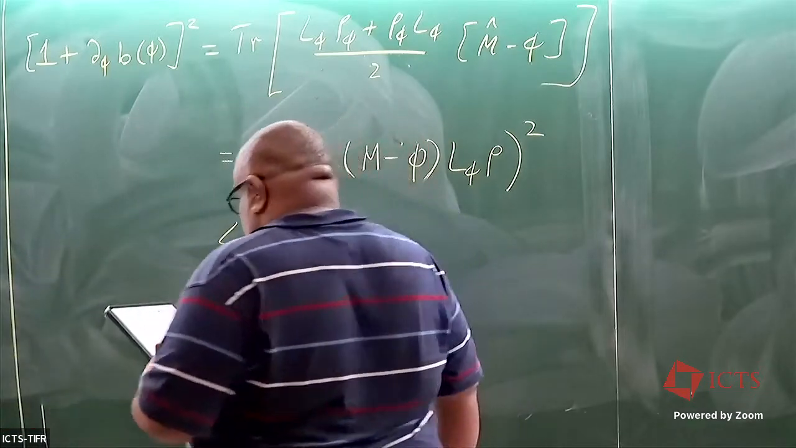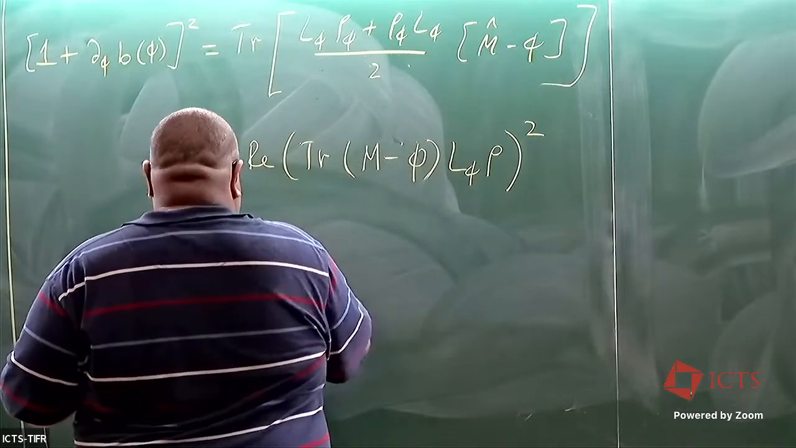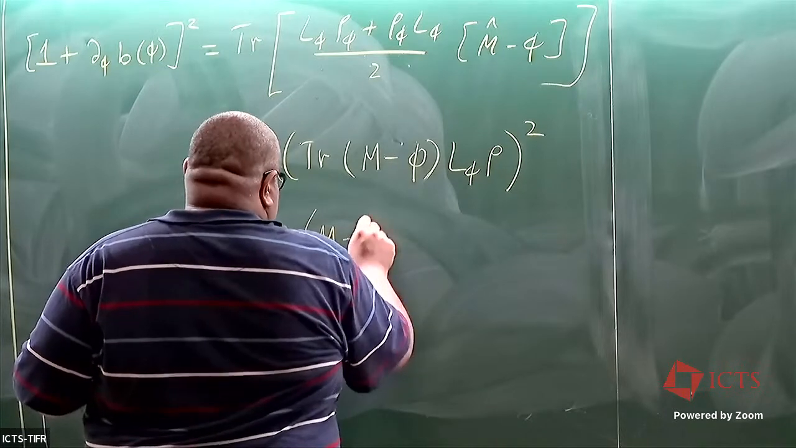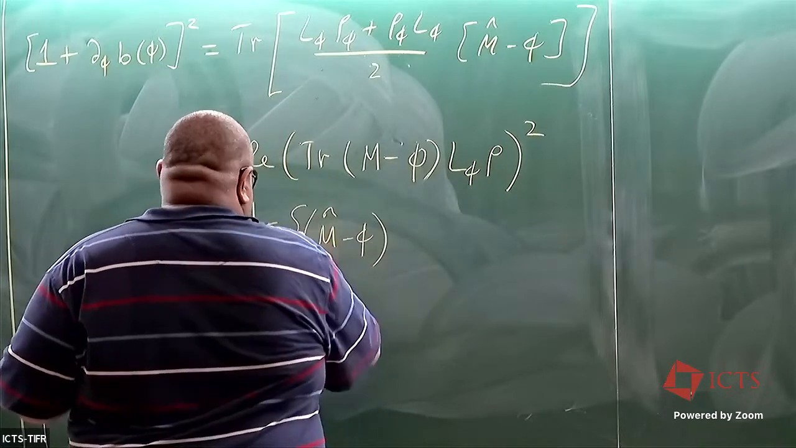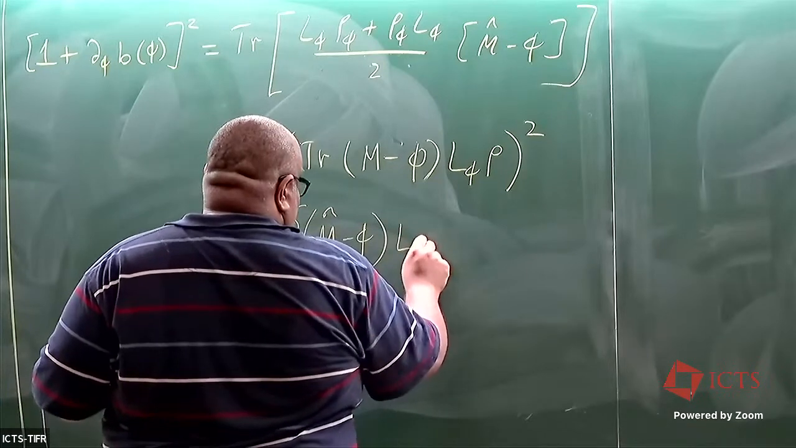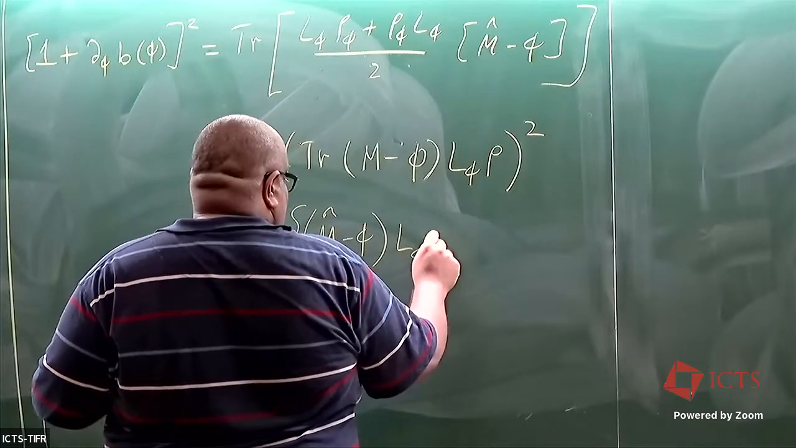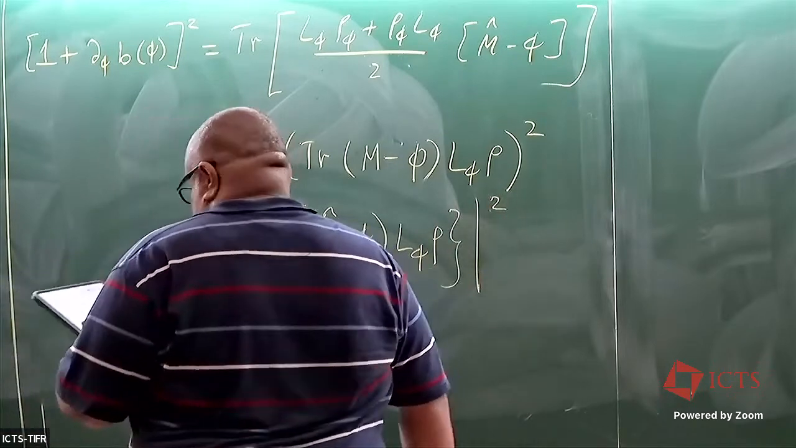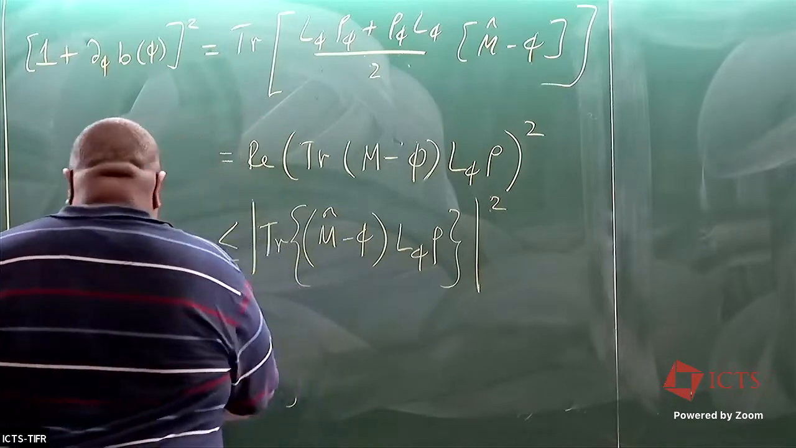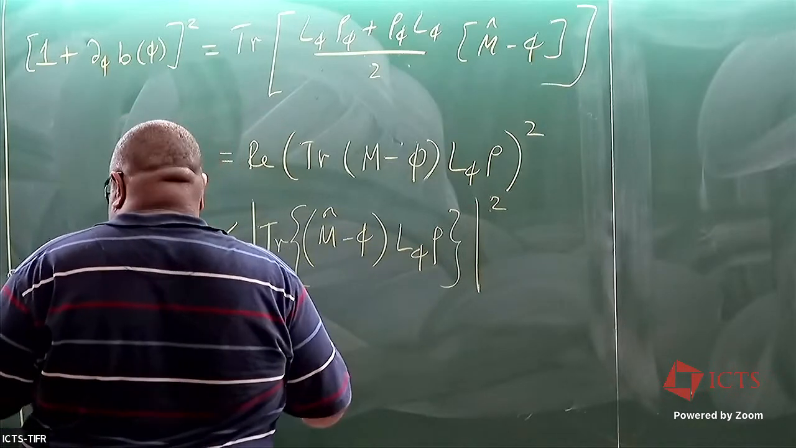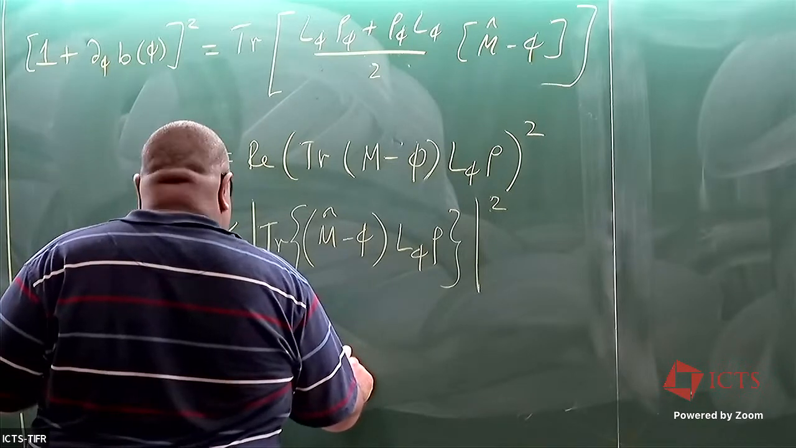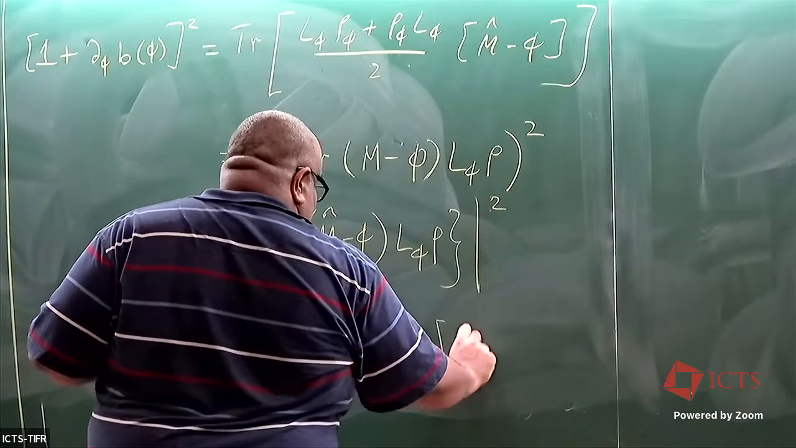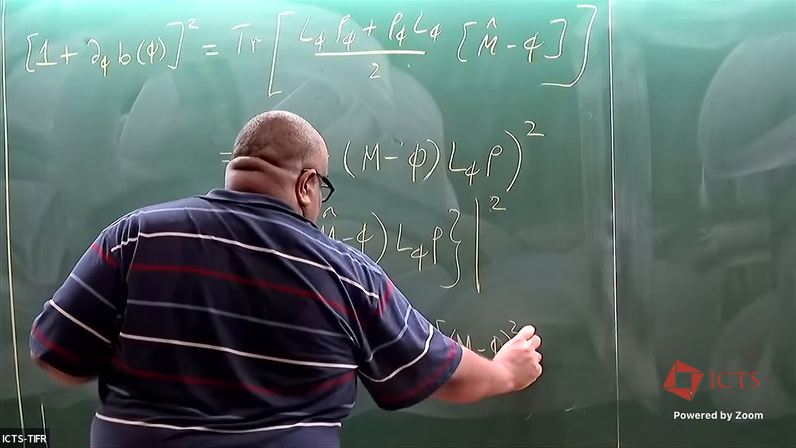But this is less than or equal to, and this is one of the less than or equal to's that Carl mentioned today, the absolute value of the trace of m minus phi times L phi rho, mod squared, and this with some blah blah blah is less than or equal to the trace of L phi squared rho and the trace of m minus phi squared rho.